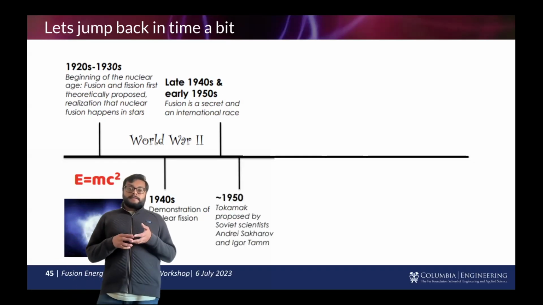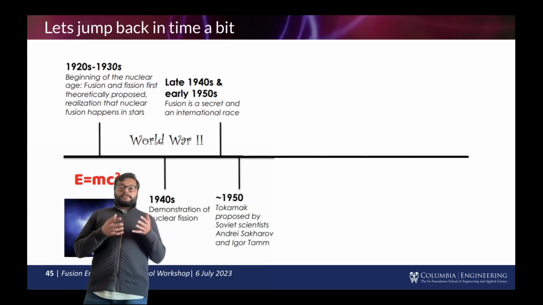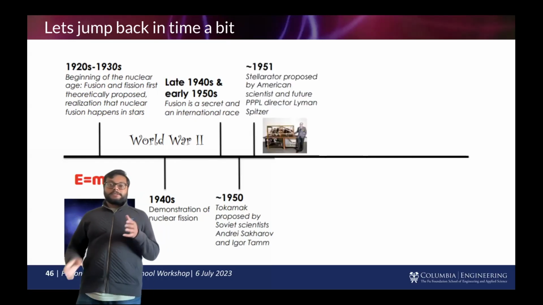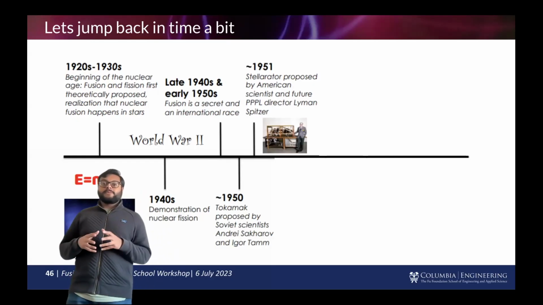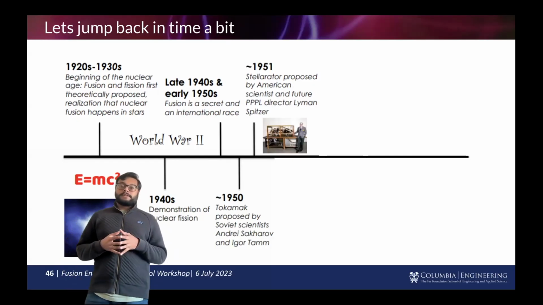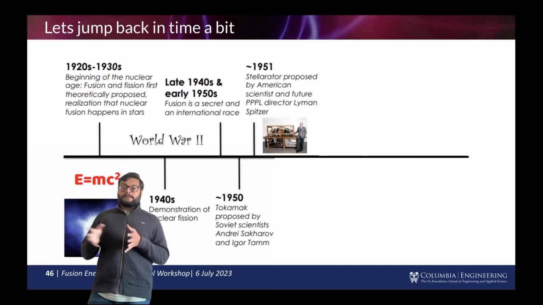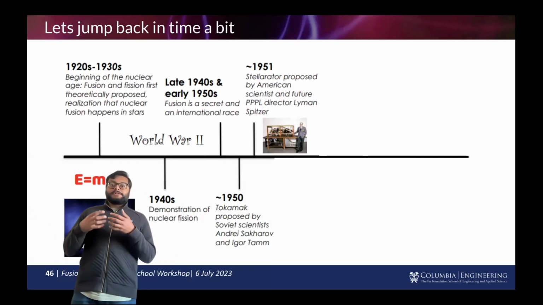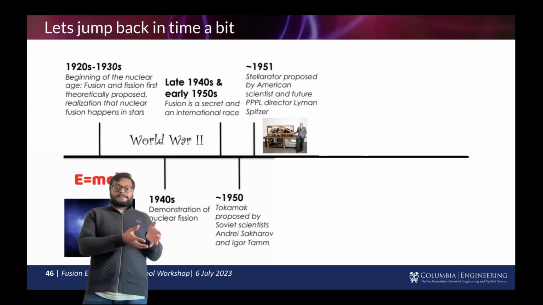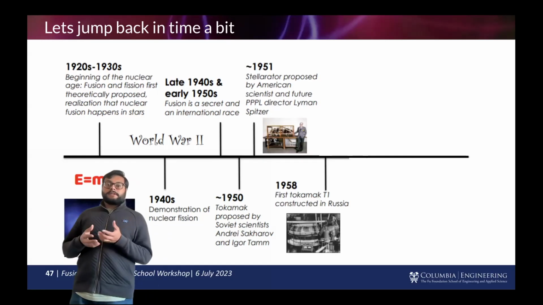Then in the 1950s, the tokamak was introduced in the Soviet Union by Andrei Sakharov and Igor Tamm. Similarly, in the US around 1951, the Stellarator was produced by Lyman Spitzer in Princeton. That was the US concept, which competed against the Soviet concept, the tokamak.